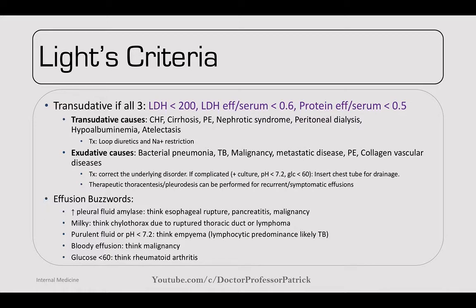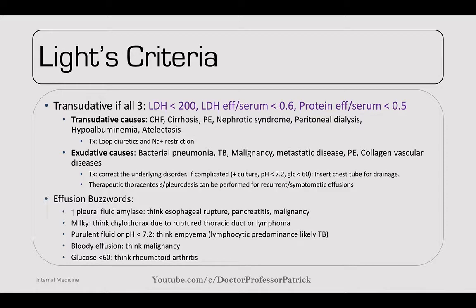Exudative causes are bacterial pneumonia, TB, malignancy, metastatic disease, collagen vascular diseases. You can treat this by correcting the underlying disorder, and if it's complicated, like if there's a positive culture, if the pH is less than 7.2, or if the glucose is less than 60, a chest tube for continued drainage. Therapeutic thoracentesis and pleurodesis can be performed for recurrent or symptomatic effusions.